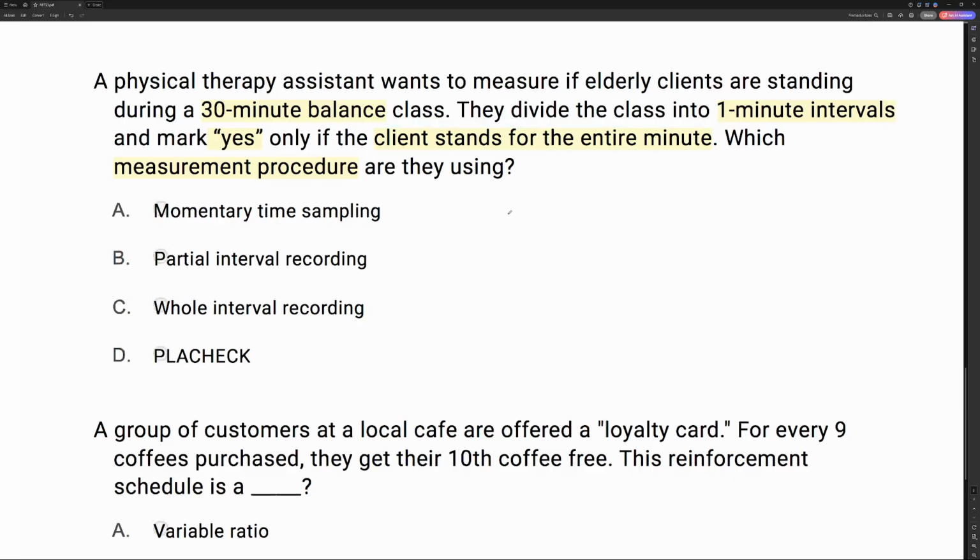B, a partial interval recording. With partial interval, the behavior has to happen at any point during the interval. But it has to happen for the entire interval, which makes this whole interval recording. It's in the name, right? The client has to stand for the whole minute, whole interval recording. What is PLACHECK? Planned activity check is just a group version of momentary time sampling. Our answer here, which measurement procedure are they using, is C, whole interval recording.